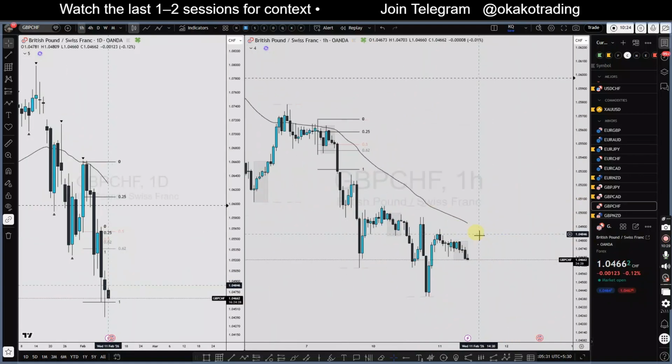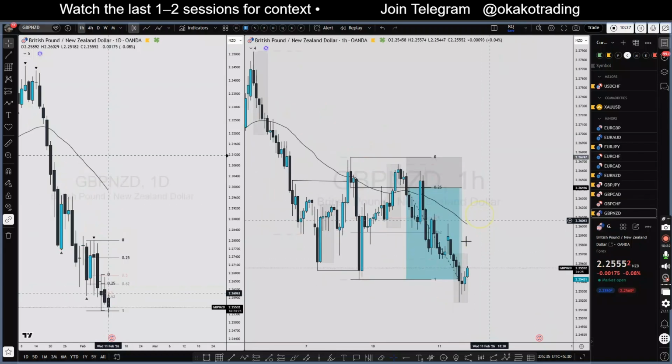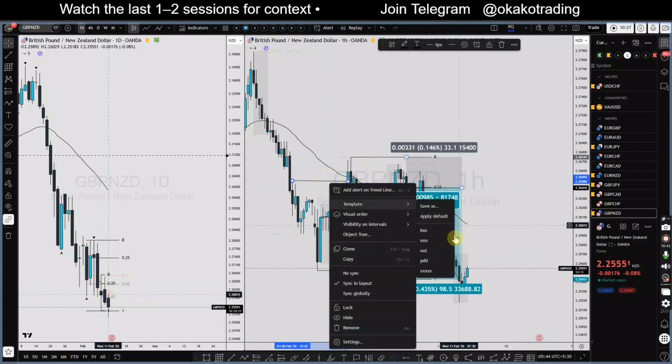And another play was in GBP NZD. We were already in a premium price region into a bearish market, and then I spotted this liquidity sweep.